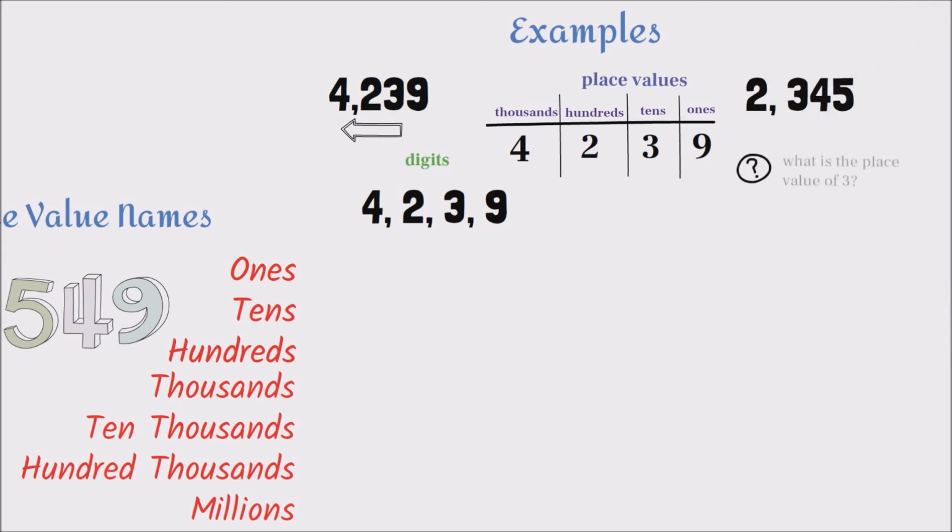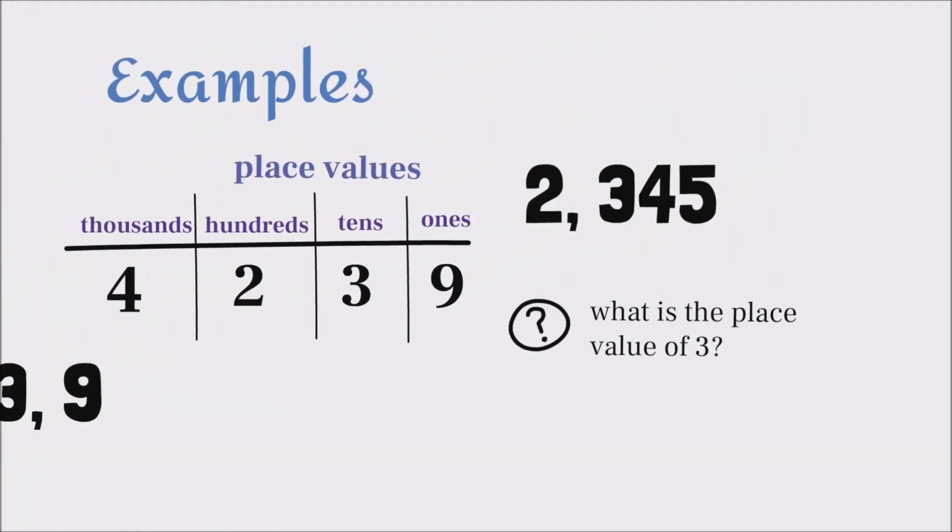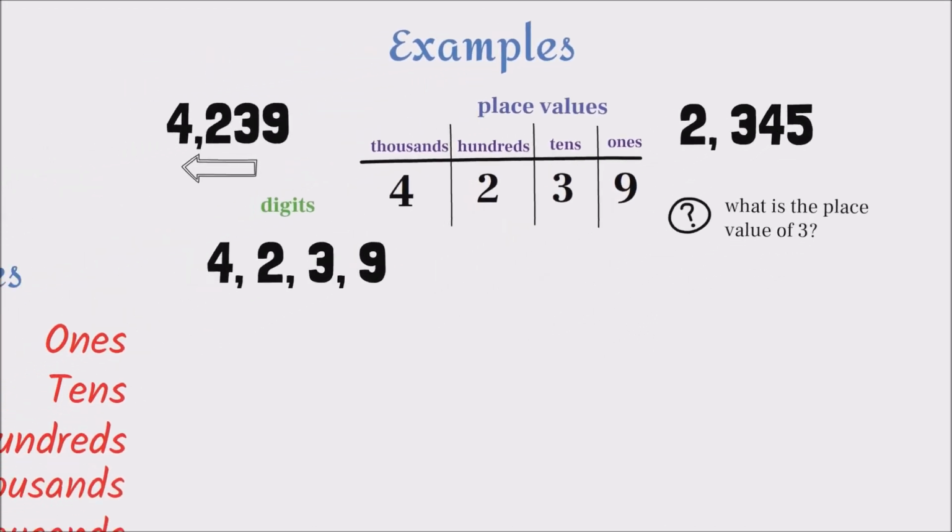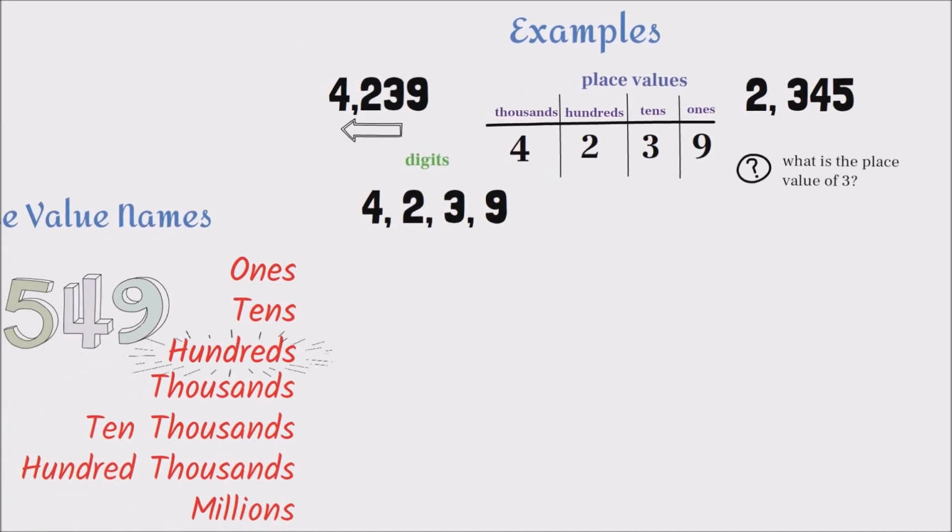So if I ask, what's the value for the 3 in the number 2,345, the first step would be to find the place of the digit, which is third from the right, which means after the ones and tens place, and so the answer would be hundreds.